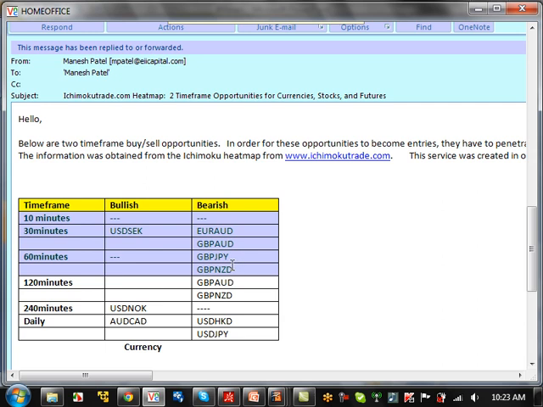So let's take a look at an example of pound New Zealand. Pound New Zealand is in the 60-minute module, which is a 2 time frame buy or sell right there. And then it's also in the 120, so that gives you another 2 time frame buy or sell. So the pound New Zealand is a 4 time frame buy or sell opportunity. In this case, since it's bearish, this is a 4 time frame sell opportunity, just like the pound Australian.